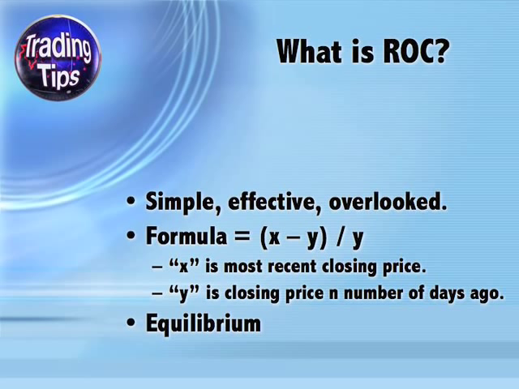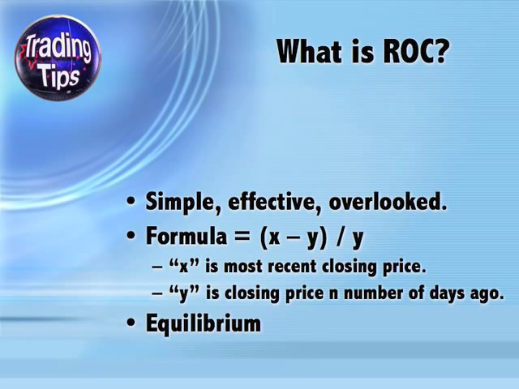Now, thanks to the fact that we're all living in the digital age, you'll never need to calculate ROC on your own, but it is helpful to understand how it is calculated. The formula for ROC is the most recent closing price, symbolized by X, minus the closing price a certain number of days ago, symbolized by Y, divided by Y. For example, if you wanted to do a 10-day ROC, then you would take the stock's most recent closing price, subtract its closing price from 10 days earlier, and then divide the result by that second closing price.